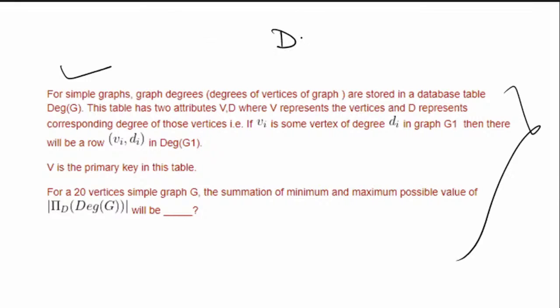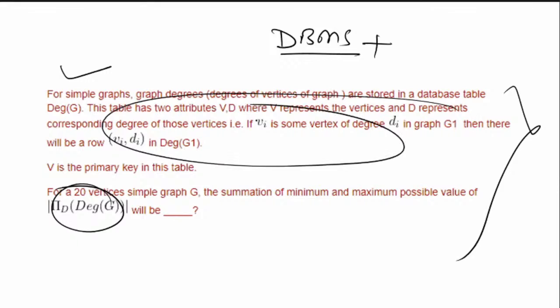In this question, he is mixing DBMS, relational algebra query, with graph theory. So this concept, if you know, this is a standard theorem. This is a very standard result, that in every simple graph, at least two vertices will always have the same degree. This is a standard concept. We have seen the proof of it.